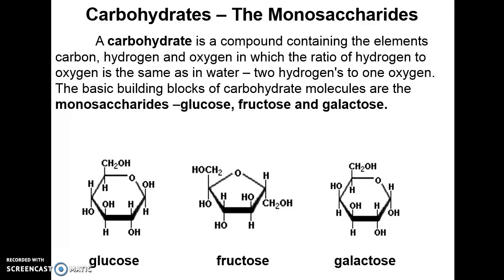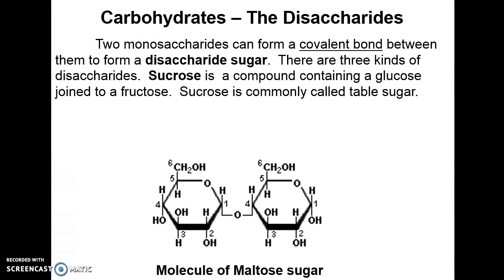So the formula for glucose is C6H12O6. So for every 1 carbon, there's 2 hydrogens and 1 oxygen. So these are our big 3: glucose, fructose, which is going to be what's found in fruits, and galactose.